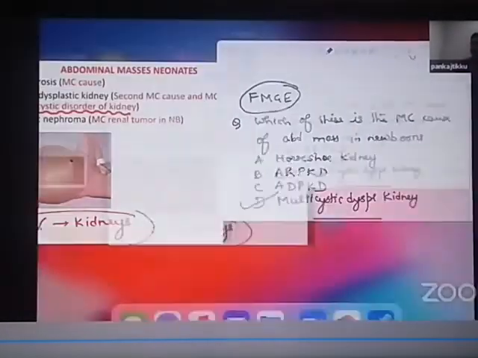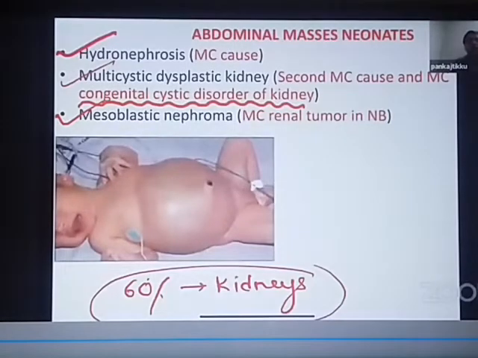And the third very common cause of abdominal mass in newborns is mesoblastic nephroma, which happens to be the most common tumor of the kidney in newborns. Don't say Wilms tumor. Wilms tumor is not the most common tumor of the kidney in newborns. The most common tumor of the kidney in newborns is a mesoblastic nephroma.